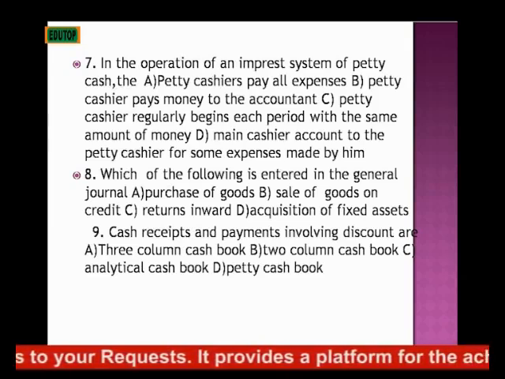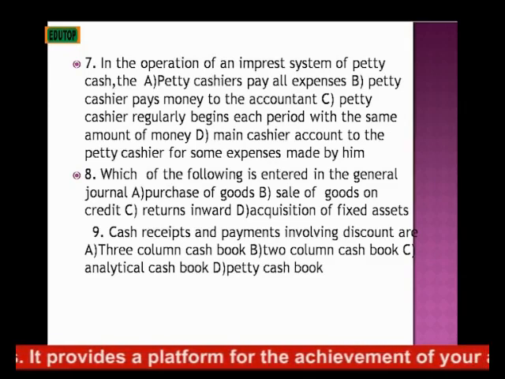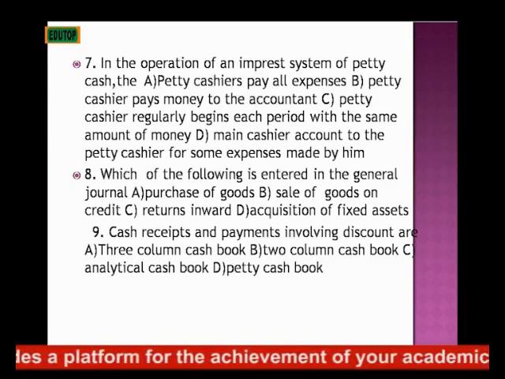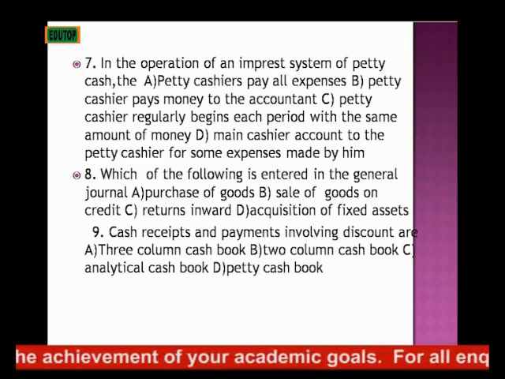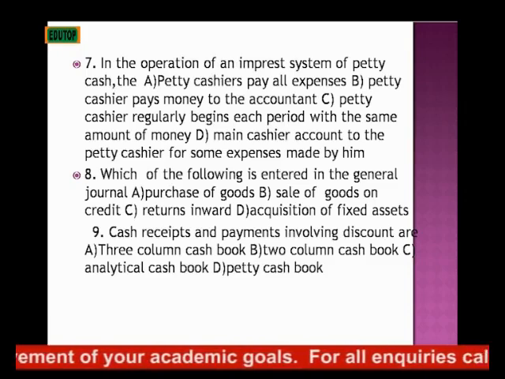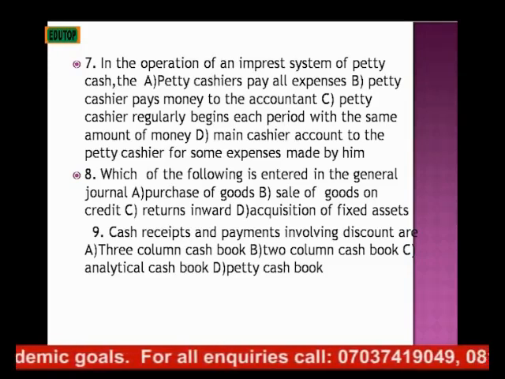Then we have the 8th question, which says which of the following enter in a general journal? A, we have purchase of goods, B, we have sale of goods on credit, C, we have return inward, and D, we have acquisition of fixed assets.